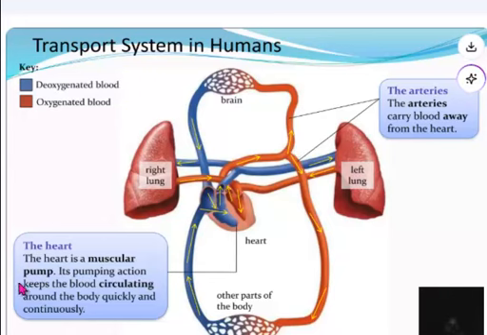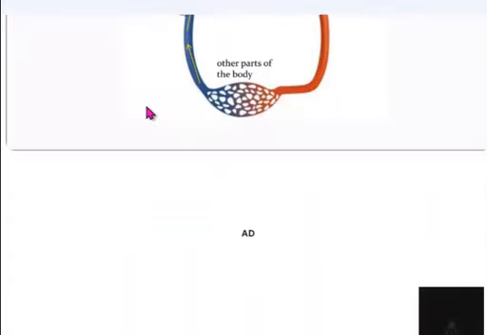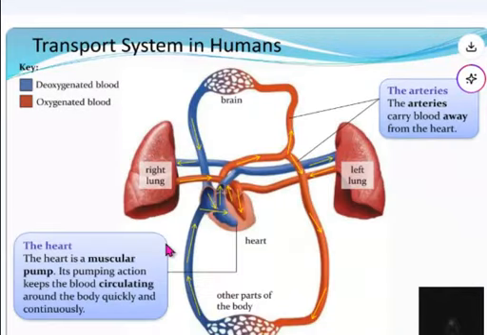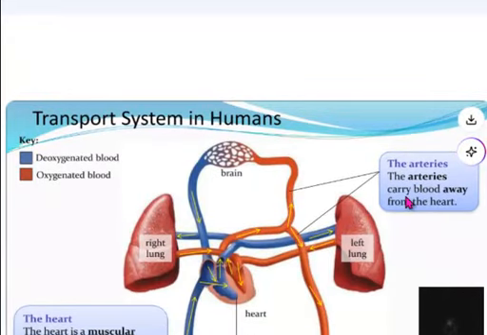The heart is a muscular pump. Its pump action keeps the blood circulating around the body quickly and continuously as it pumps. And this is the heart. Now you can see that the oxygenated blood was taken to the heart by the vein from the previous page. Then the artery carries blood away from the heart.